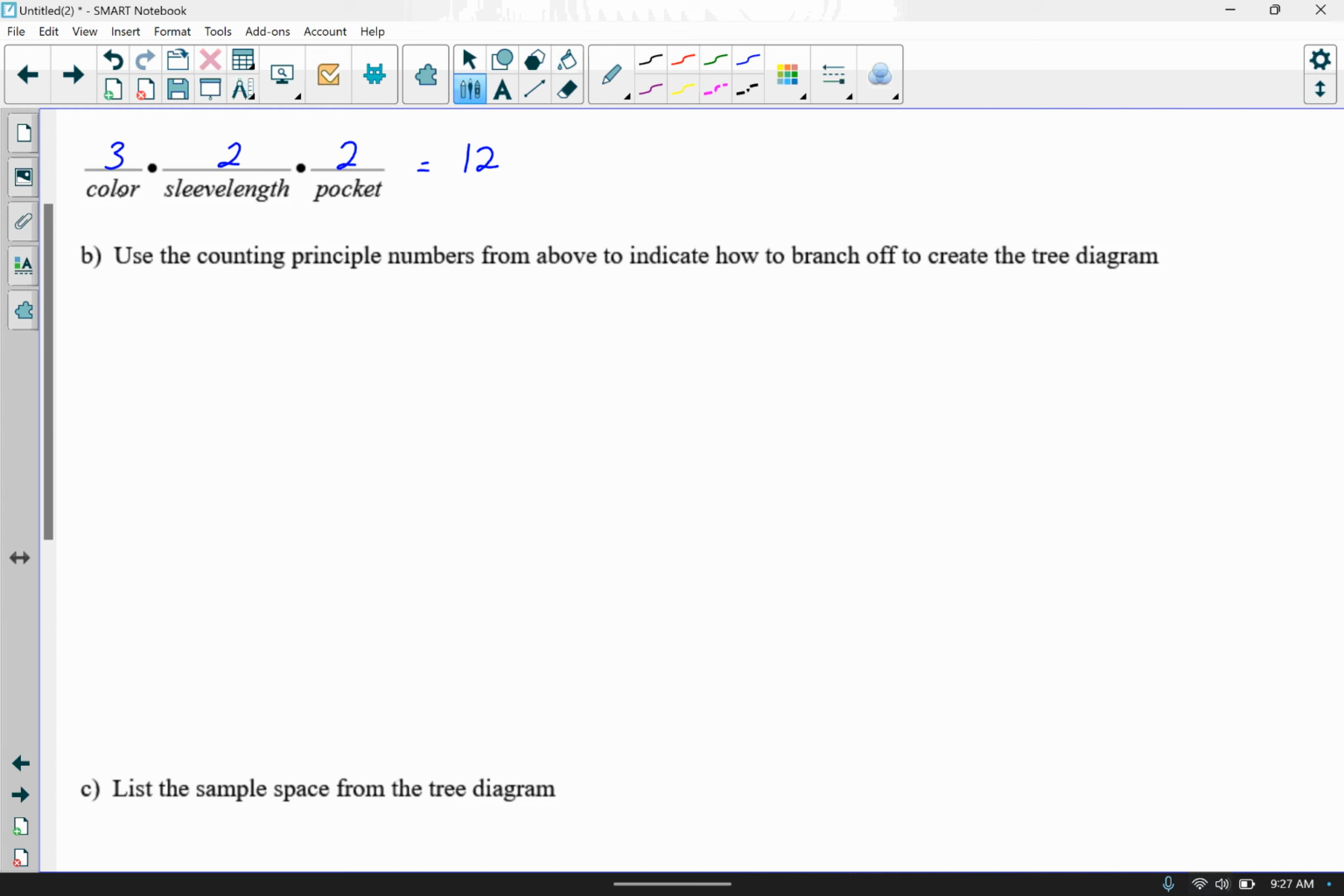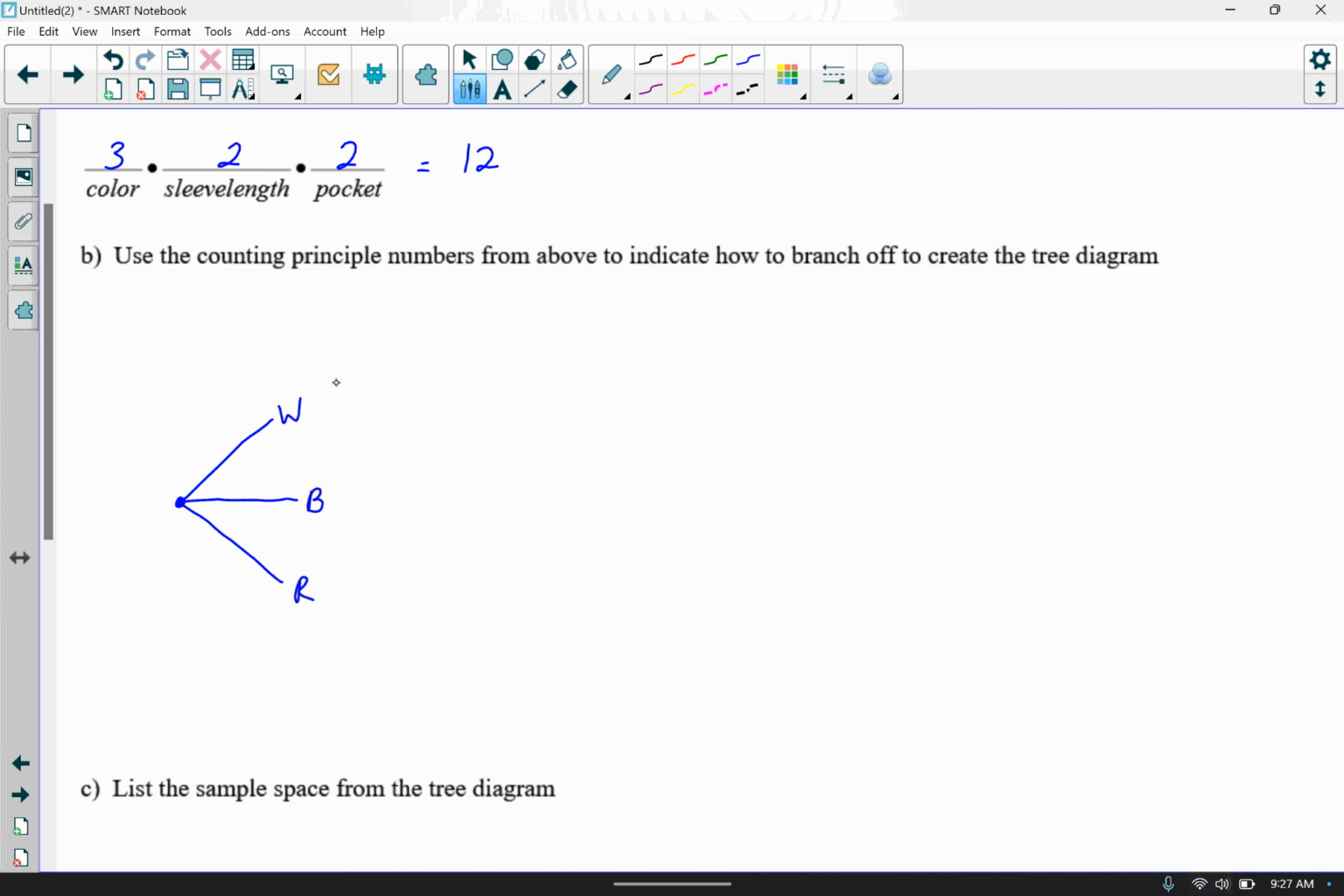All right, so like I've been alluding to, this counting principle here is going to tell us how to construct my tree diagram. So the tree diagram always starts with a single dot here on the outside, and then it tells me to branch off 3 times. So I'm branching off 1, 2, 3 times, and this is going to represent my shirt color, right? And I'm just going to abbreviate here. We can have a white shirt, a black shirt, or a red shirt. Okay, so that represents your shirt color choice.